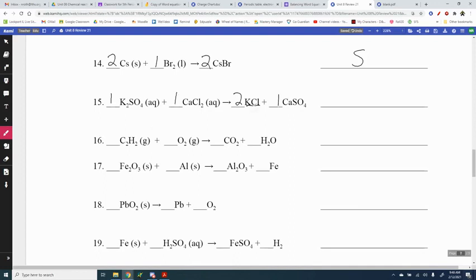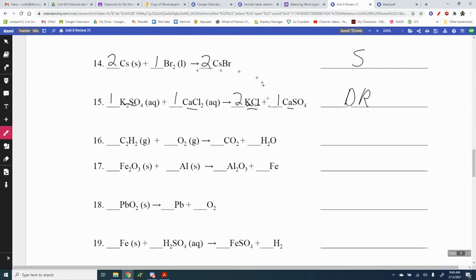There we go. So now classification. This is a double replacement reaction because we have compound, compound, compound, compound, and each compound on the left side switches partners to make 2 new compounds on the right side. Hooray. All right, number 16.